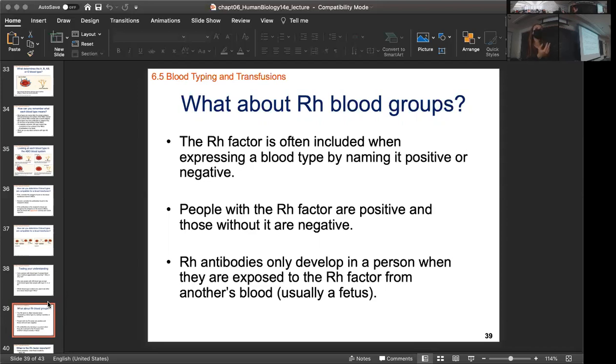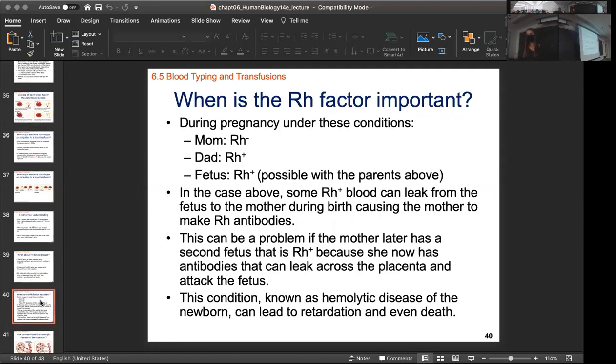Now, it is filtered through the placenta, but if the mom and baby have different Rh factors, for example, the baby is Rh negative and the mother is Rh positive, the antibodies may be exposed and cause some difficulties here. So here's another example of that. During pregnancy under these conditions, mom is Rh negative, Dad is Rh positive, and the fetus is Rh positive, which is possible with the parents above, because the fetus could have gotten it from the biological father.